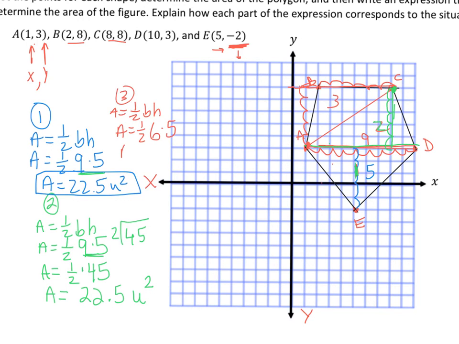Now my other one, I have half of 6 times 5, which is 30. And I know half of 30 is 15. And again, it's units squared. So I have my 3 triangles that make up my pentagon. Now, all I have to do is add those up. So if I add those all up, I'm going to end up with 60. And that's going to be units squared.